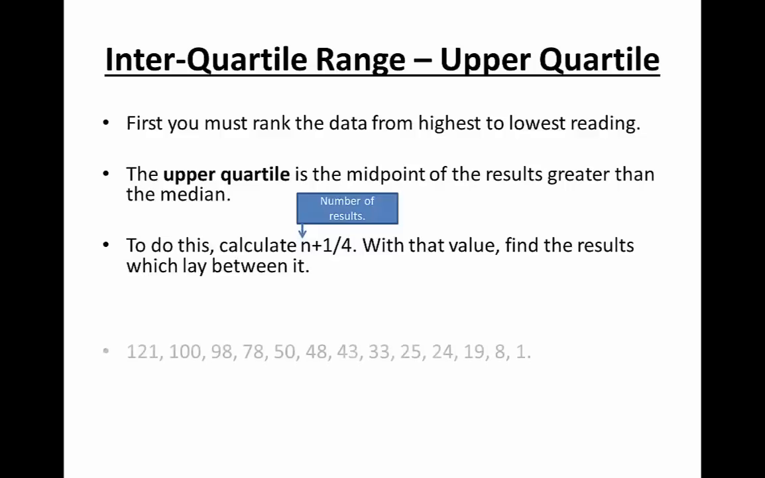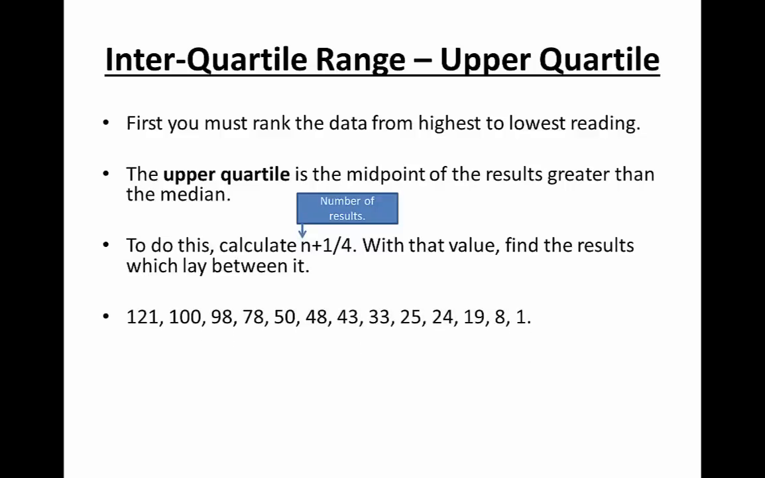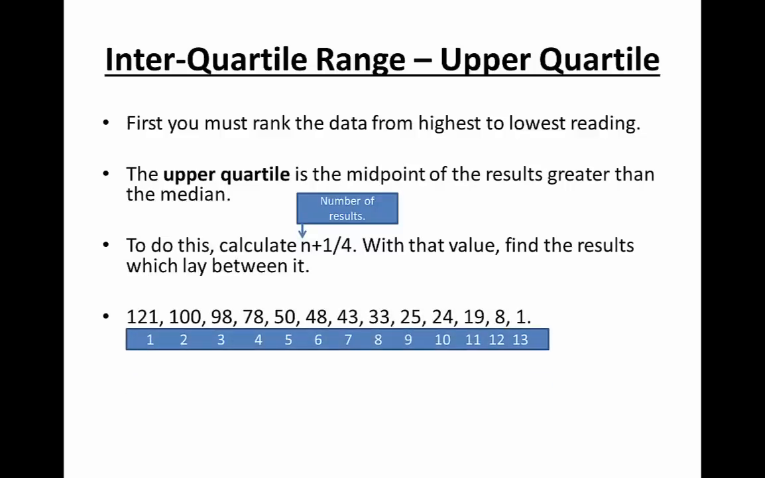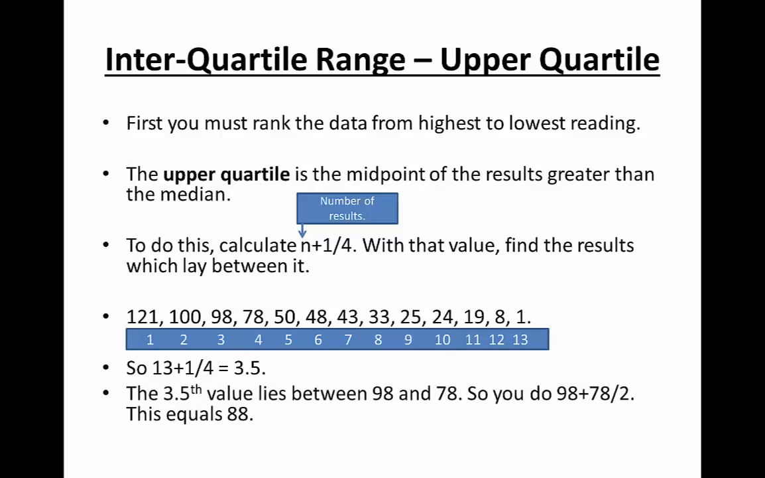So, as we've said, n is the number of results, and let's say these are all the results that we get. We can rank these then from the largest to the smallest as a form of median. So we do 13, which is the total amount of readings we got, plus 1, divided by 4, which gives us 3.5. The 3.5 value lies between 98 and 78, because as we can see, the third rank is 3, and the fourth rank here is number 4, where we have 78. So we add 98 and 78 and divide that by 2, and this gives us 88. So our upper quartile is going to equal 88.